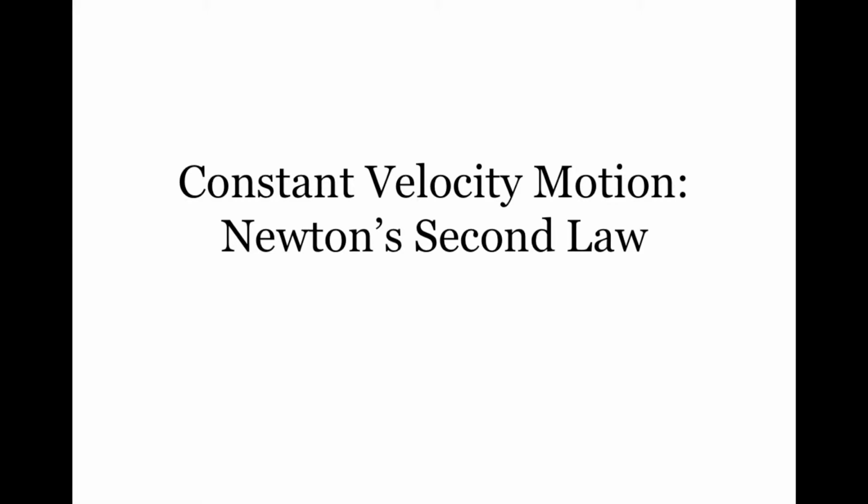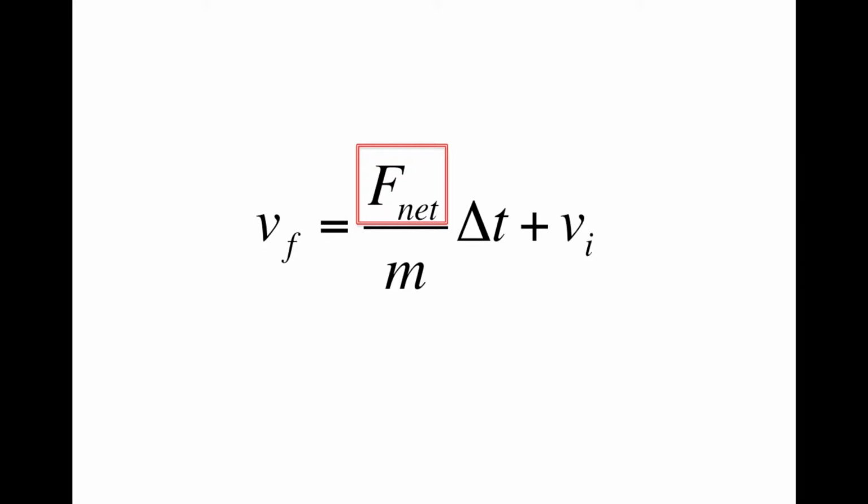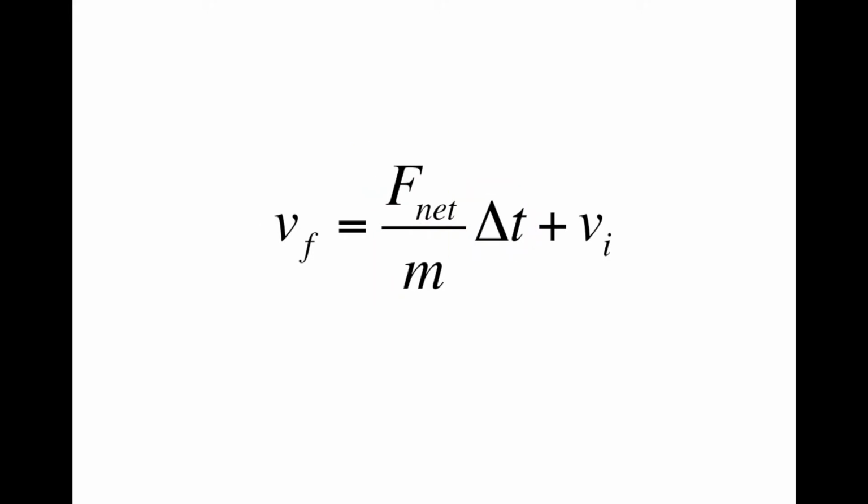In this lab, we are exploring the concept of constant velocity motion as it pertains to Newton's second law. Newton's second law relates the initial and final velocities of an object in a system using force, time, and the object's mass. The equation is shown here. The final velocity is equal to the initial velocity plus the net force over mass multiplied by the change in time. Taking a look at the units in this equation brings the concept together.